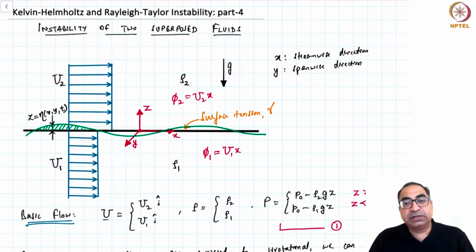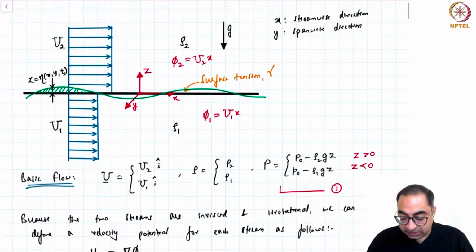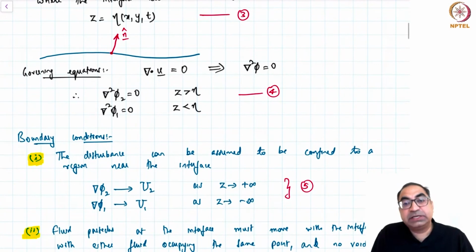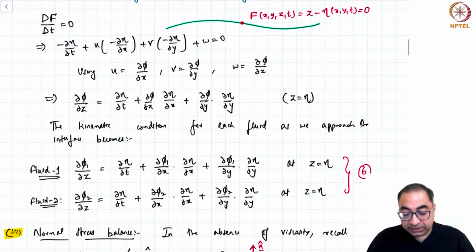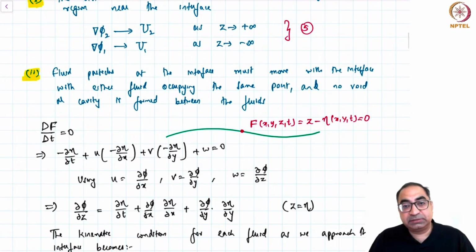Because the problem is done with the inviscid incompressible approximation, we can basically use the velocity potential to describe the velocity field. And the main governing equation that we have is equation number 4, which is the Laplace equation for the velocity potential in each of the streams. Each of the fluids satisfy the Laplacian of phi, where phi is the velocity potential. The gradient of phi is the velocity as far as the base flow is concerned.